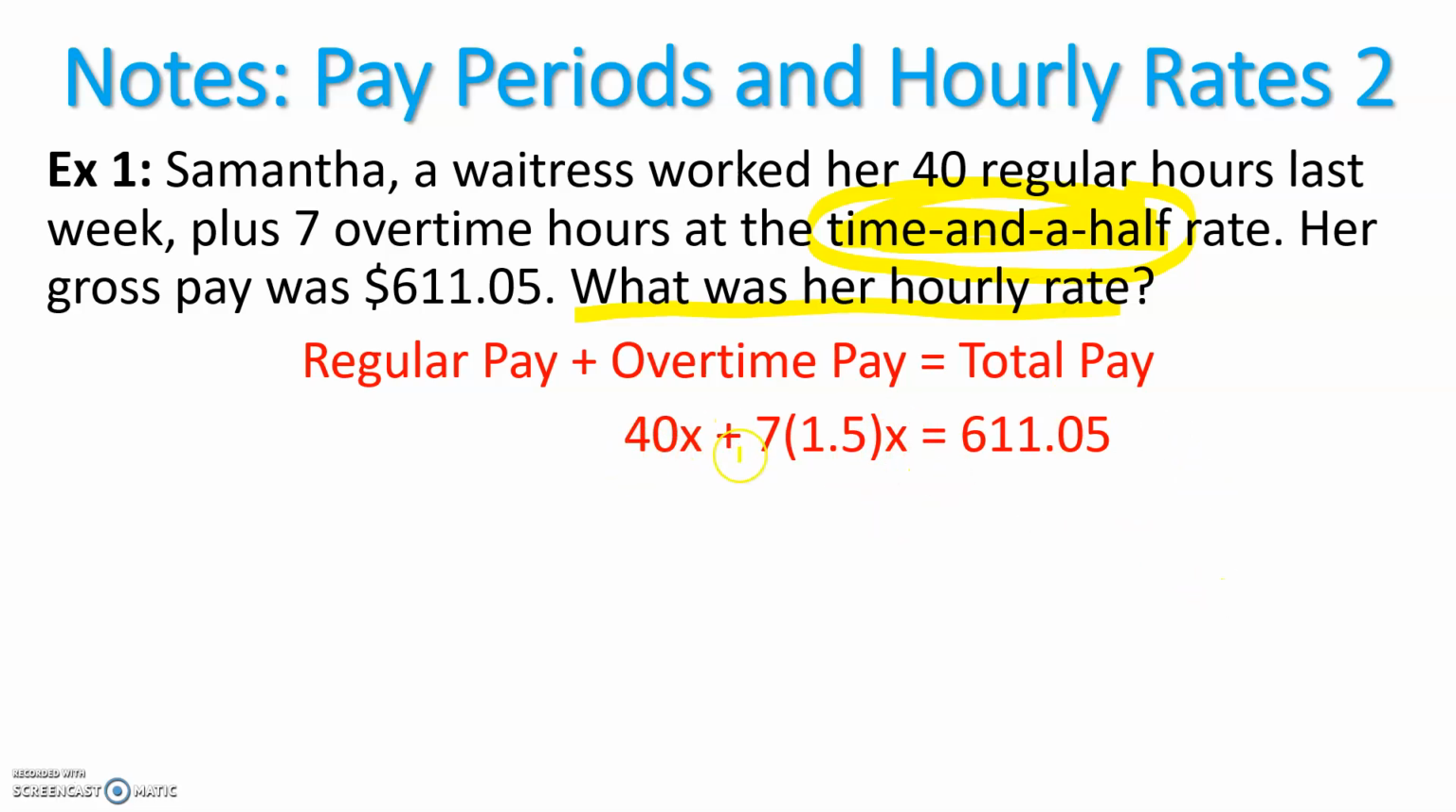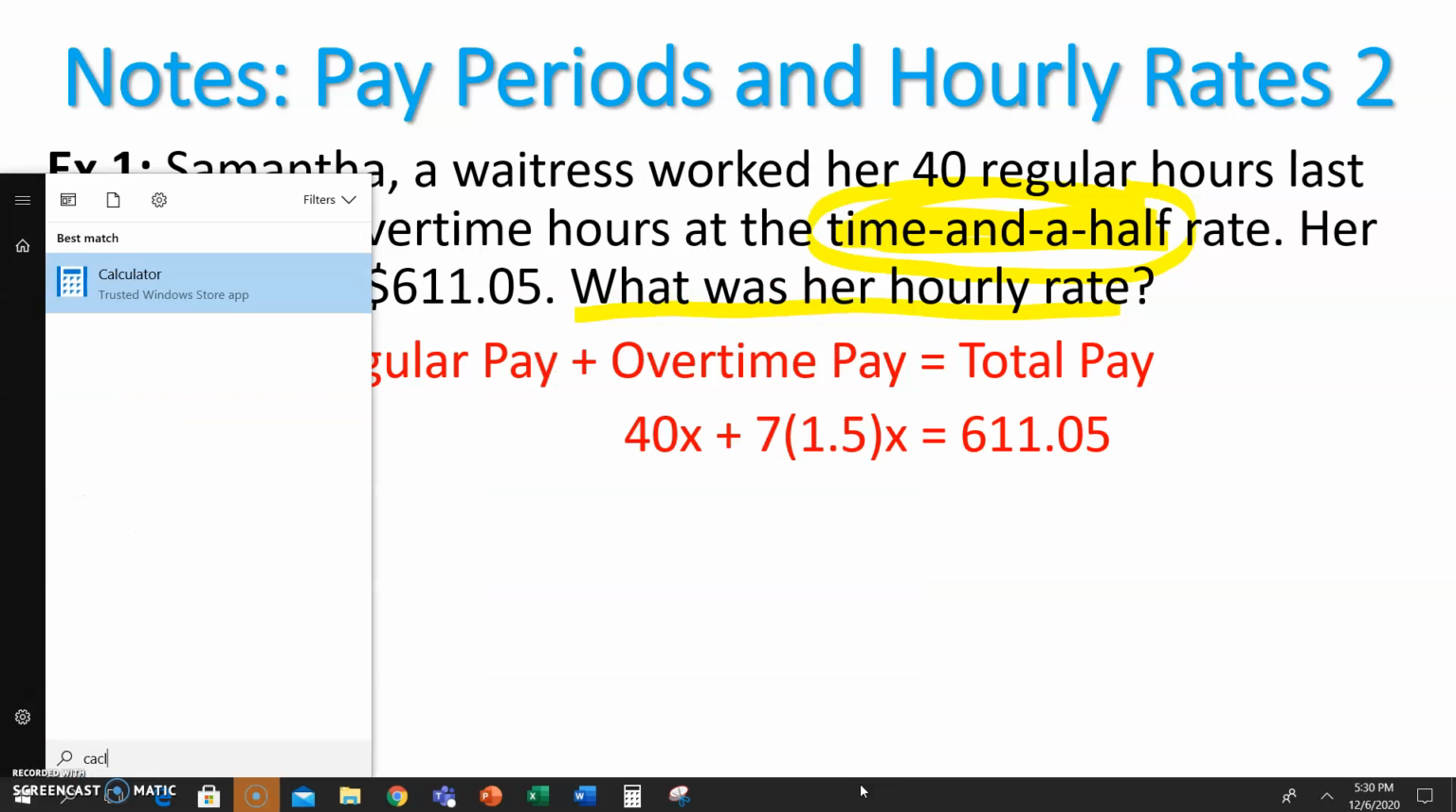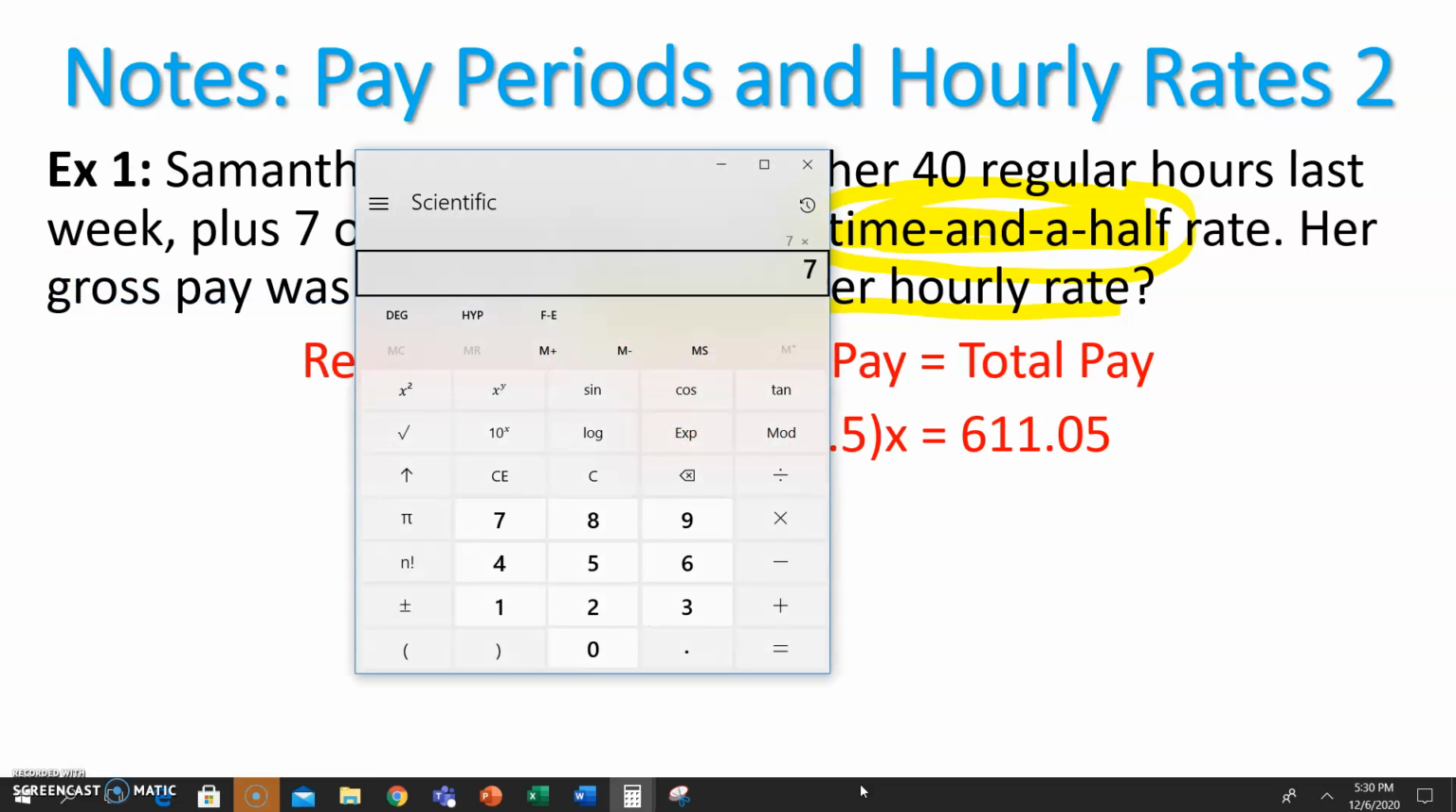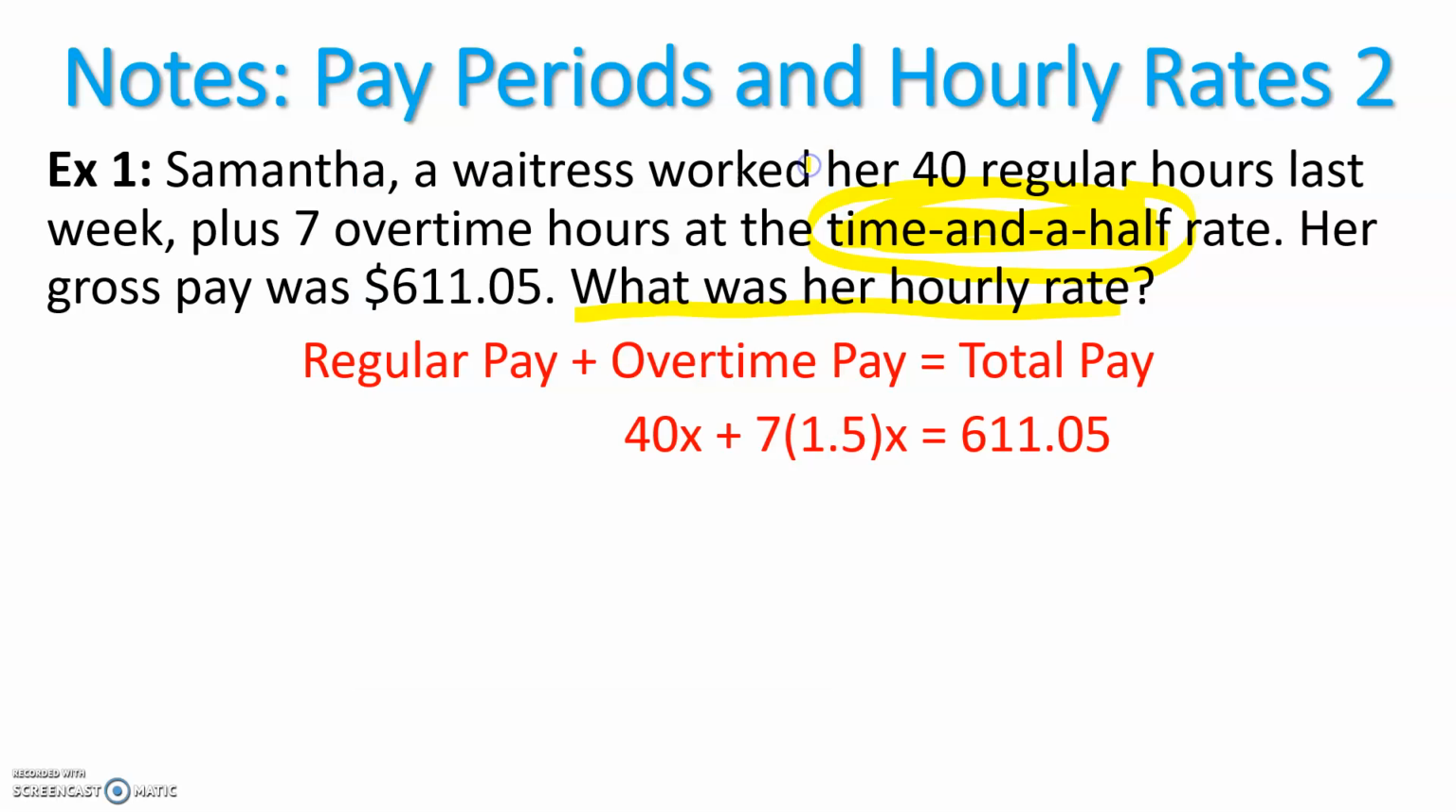So 40x plus 7 times 1.5x is equal to $611.05. Okay, so first thing we're going to do is let's simplify this part here, this multiplication. We have 7 times 1.5, and that's 10.5. So we have 40x plus 10.5x is equal to $611.05.